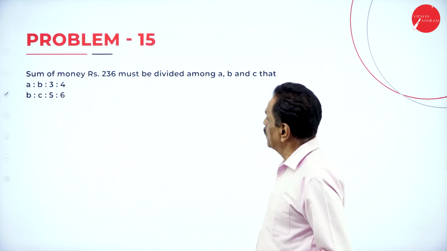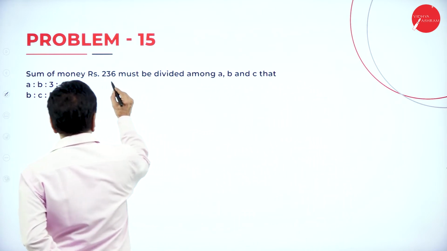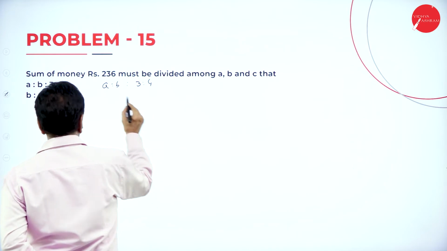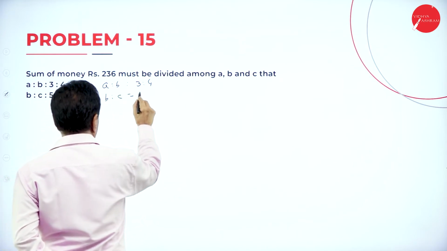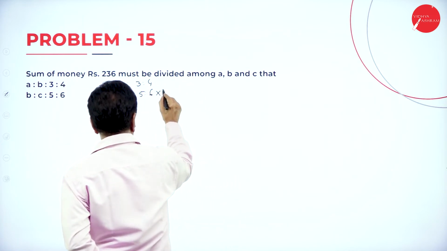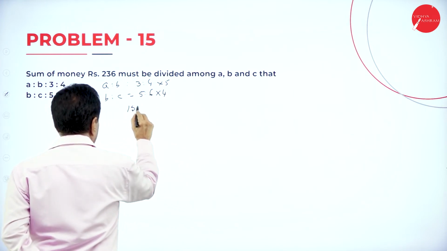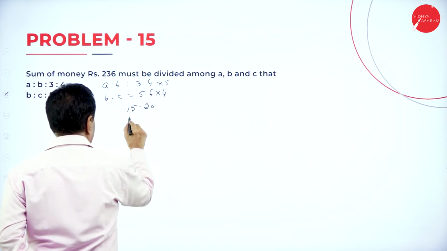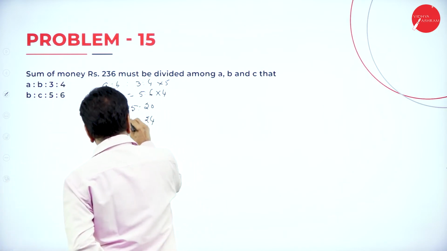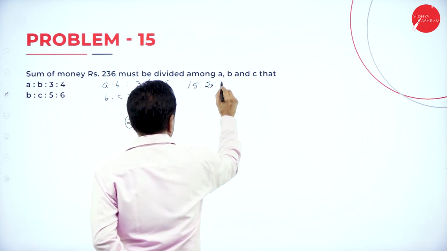A sum of money, 236, must be divided among A, B and C such that A is to B is 3 is to 4, B is to C is 5 is to 6. What's your B value here? 4. What's the B value here? 5. Multiply. 5 threes are 15, 5 fours are 20. 4 fives are 20, 4 sixes are 24. So which is common here? 20. Take 15 is to 20 is to 24.